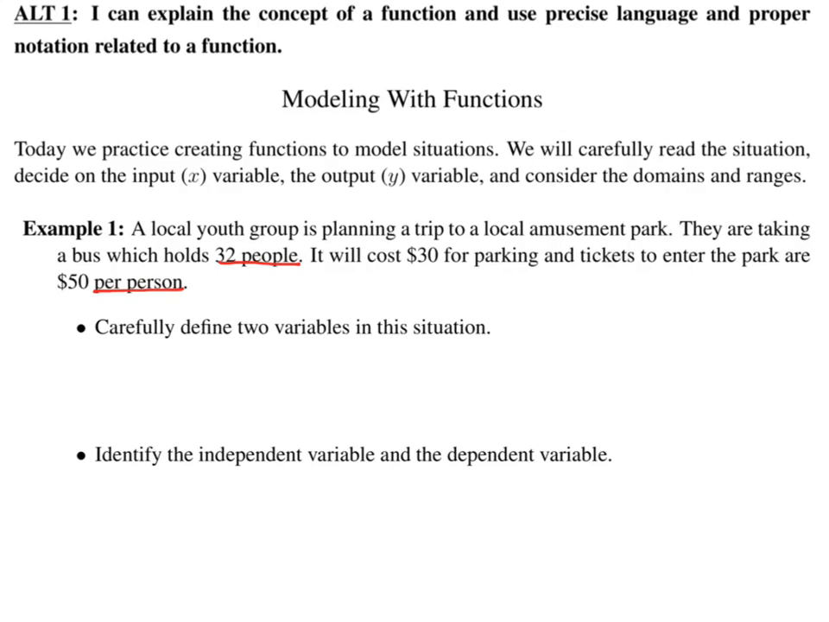Here we've got a first example. It says a local youth group is planning to take a trip to a local amusement park. They're taking a bus, which holds 32 people. It will cost $30 for parking, and tickets to enter the park are $50 per person.